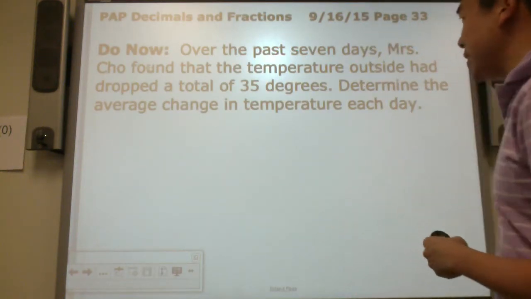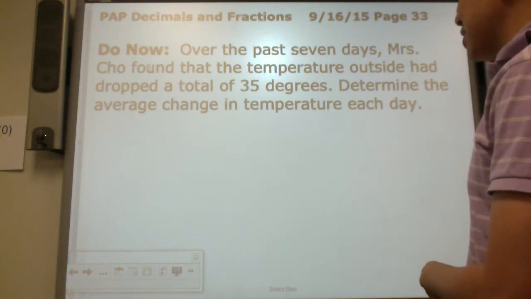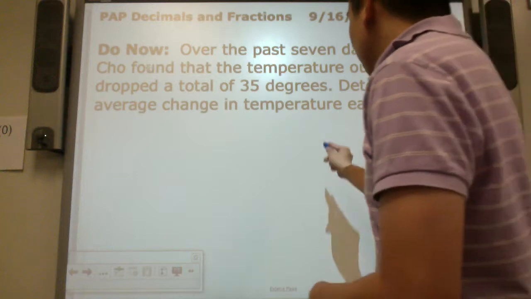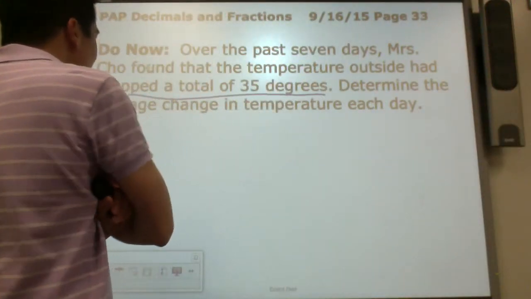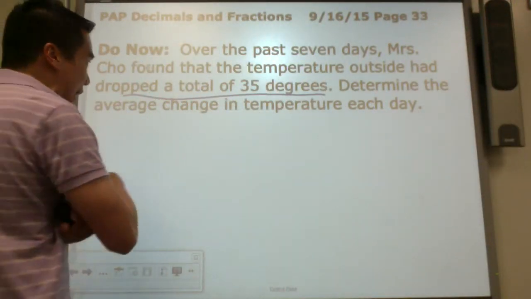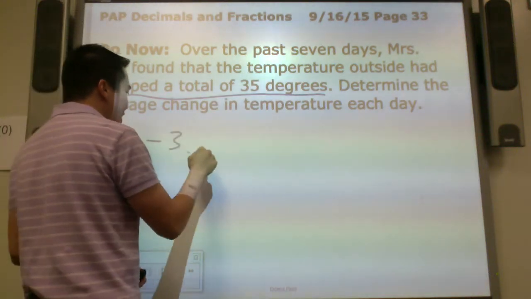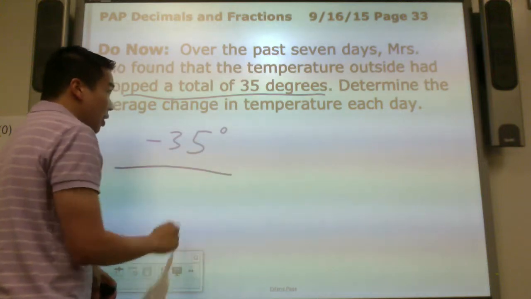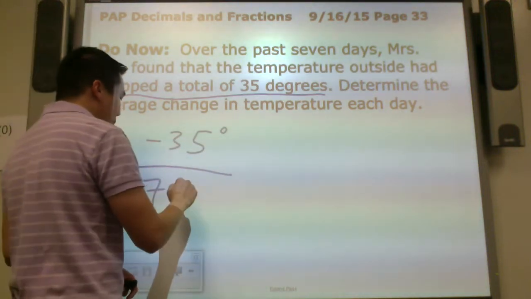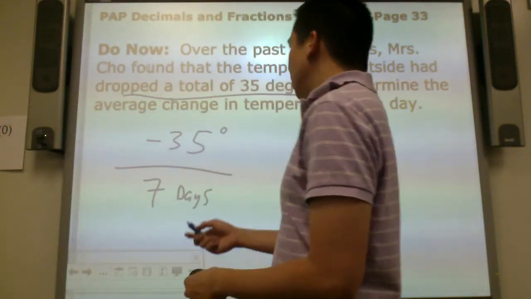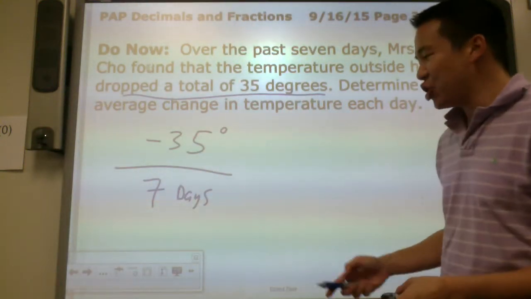Over the past 7 days, Mrs. Cho found that the temperature outside had a drop of a total of 35 degrees. Determine the average change in temperature each day. So a drop of 35 is represented by the integer negative 35 degrees, and it took 7 days for it to drop. So it wants to know what is the change in temperature each day.